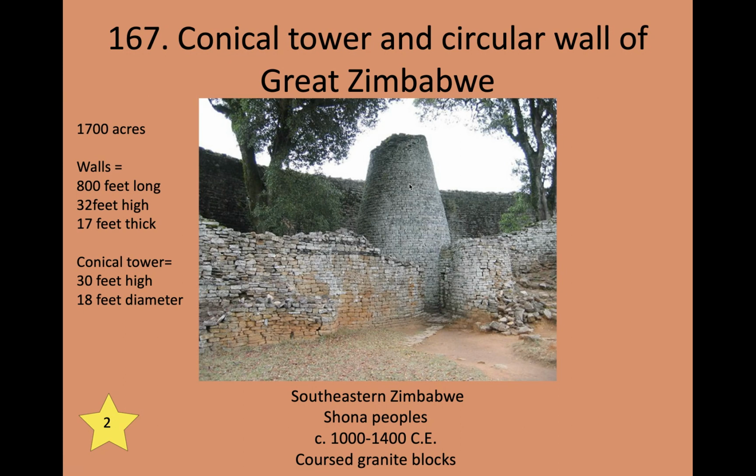So the two theories are that it was a grain silo, or that it was meant to show the power of the king. Look at how tall it is. It's 30 feet tall. How tall is 30 feet? A 3-story building. It's huge. Okay, look at those walls. That wall is 32 feet high and 17 feet thick. It's almost a 2-story building thick. This is huge construction.